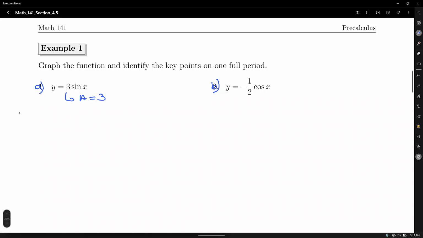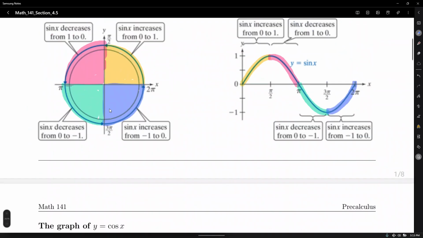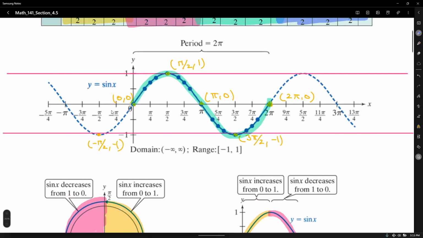In this case, this means multiply the y coordinates by 3. All right, what y coordinates? Okay, I'm going to go to the sine function. Remember the key points on the graph of sine function? Well, not that you're expected to memorize at this point, but after practice and after doing a lot of this, you will be able to come up with these points. The origin, pi over 2, 1, pi 0, 3 pi over 2, -1, and 2 pi 0.